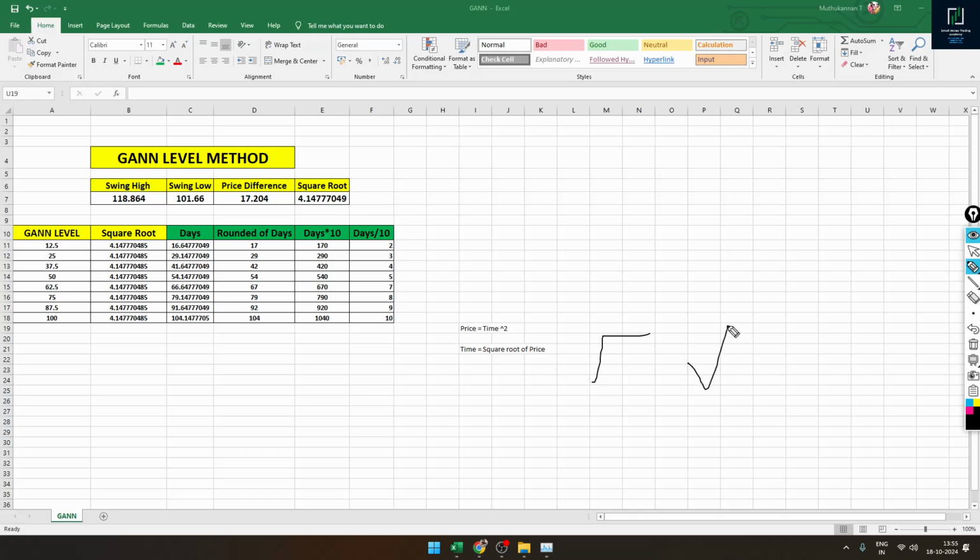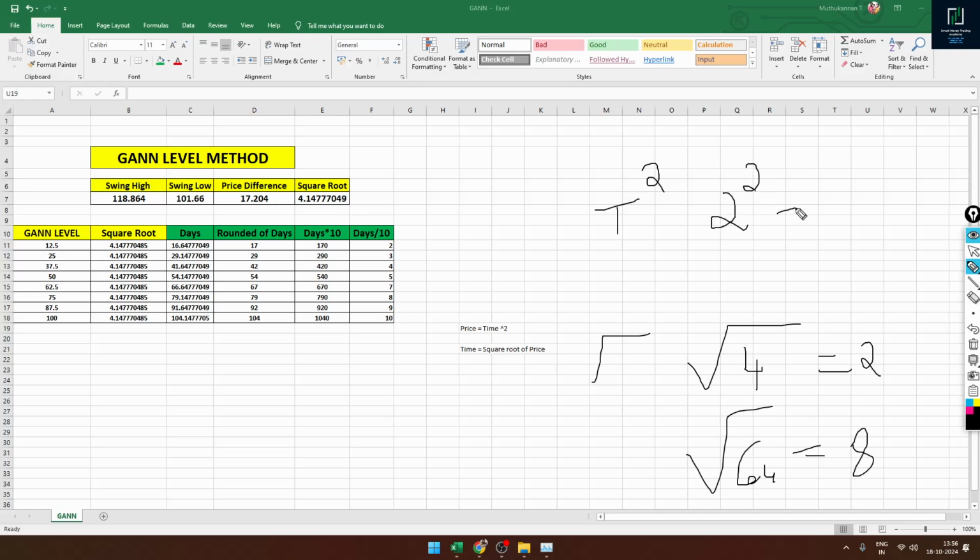In mathematics you studied this in 7th standard, right? Square root of 4 is 2. Square root of 64 is 8, right? Something like that you studied. And time square is nothing but time to the power of square. So 2 to the power of 2 is 4, right? So time square is like x square, y square, something like that, the mathematics formula. Okay, so these are the two formulas.